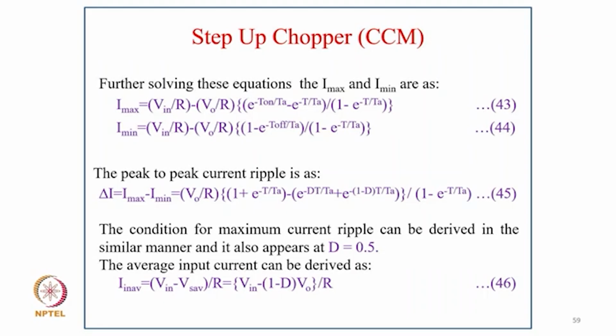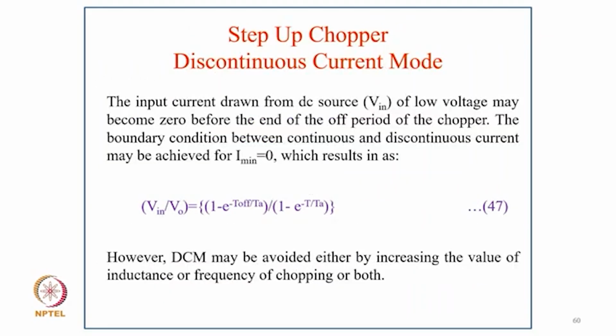So the peak-to-peak current is delta I = I_max - I_min, expressed in terms of V/R and the exponentials of T_on/Ta and T/Ta. The condition for maximum current ripple can be derived in a similar manner, and it appears at D = 0. The average input current can be derived as I_in average = (V_in - V_S average)/R, with the term (V_in - (1 - D) V_O)/R.